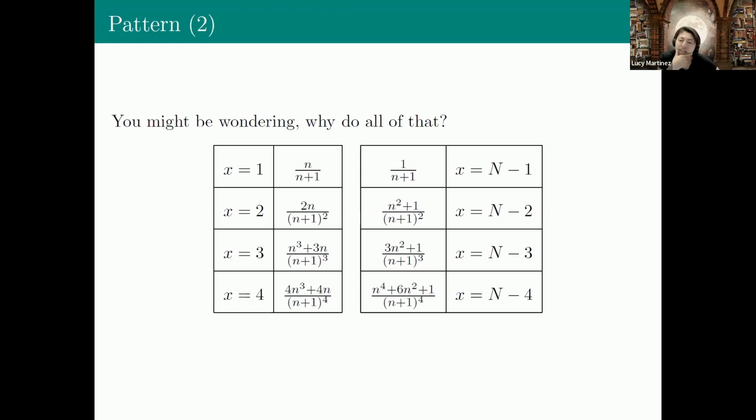But more importantly, the first observation that I was able to make was that on the left-hand side, we see odd powers of the binomial expansion of n plus 1 to some power. And then on the right-hand side, we see the even powers. And then on the denominator, it's just n plus 1 raised to x in this case.